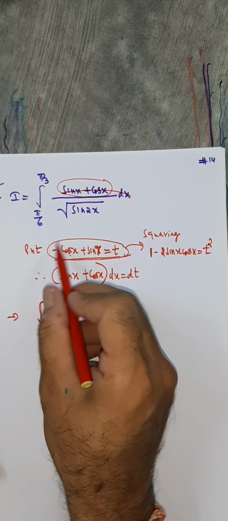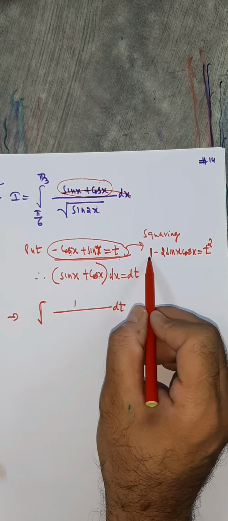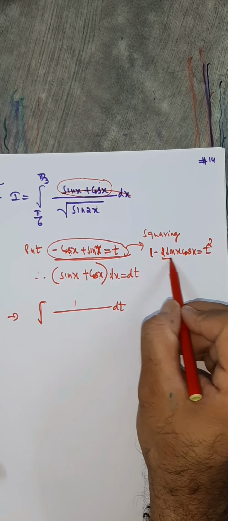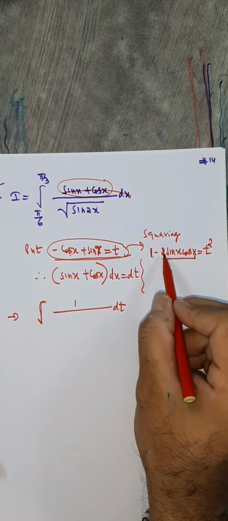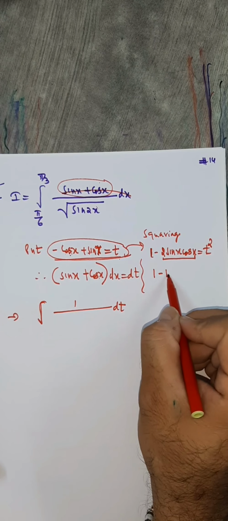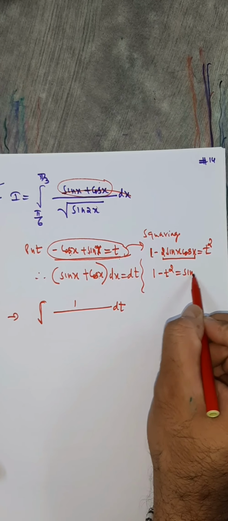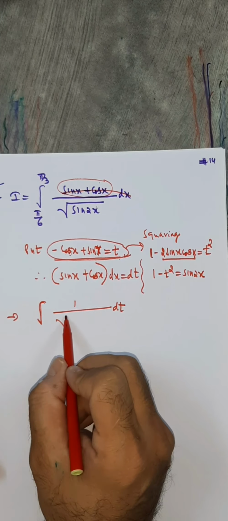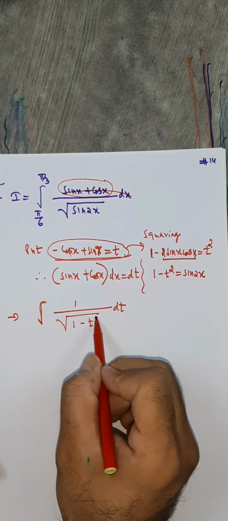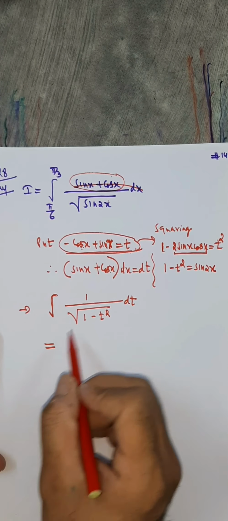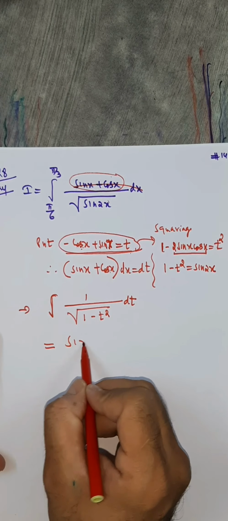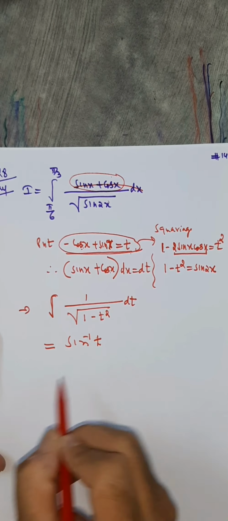This plus this, the whole square. So cos square plus sin square is 1, and the middle term is this. This is sin 2x, you know. I'll interchange the terms. So 1 minus t square equals sin 2x. So here I'm getting root of 1 minus t square. Now what is this? You know that this is just sine inverse t.